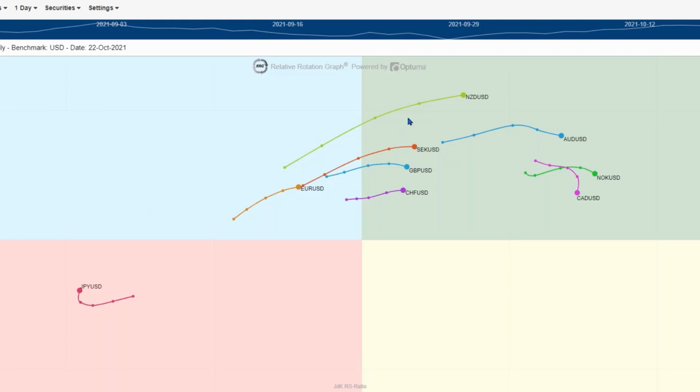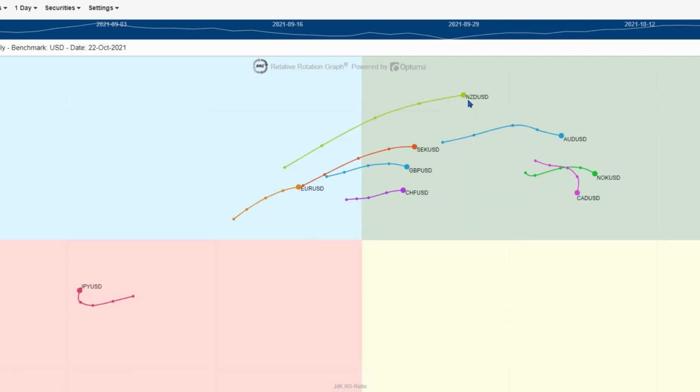So furthest on the right means most outperforming the dollar. We've got the commodity currencies, New Zealand dollar, Australian dollar, Norwegian crown, and the Canadian dollar outstandingly on the right-hand side, still pointing easterly generally. So looking for outperformance versus the US dollar. In here we've got the pound and the Swissy, but here behind, underperforming on a weekly basis.